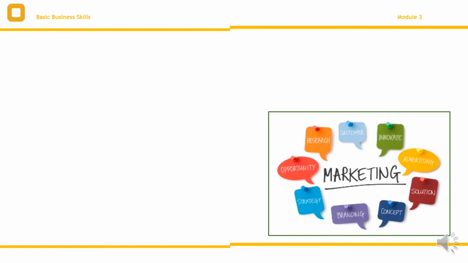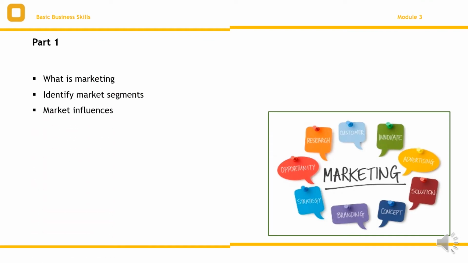Please note that Module 3 is divided into two parts. We have a Part 1 and we have a Part 2. Part 1 will cover the following topics: what is marketing, identifying market segments and market influences. At the end of Part 1, we'll be directed to Part 2, which will contain the rest of the topics which form part of Module 3.